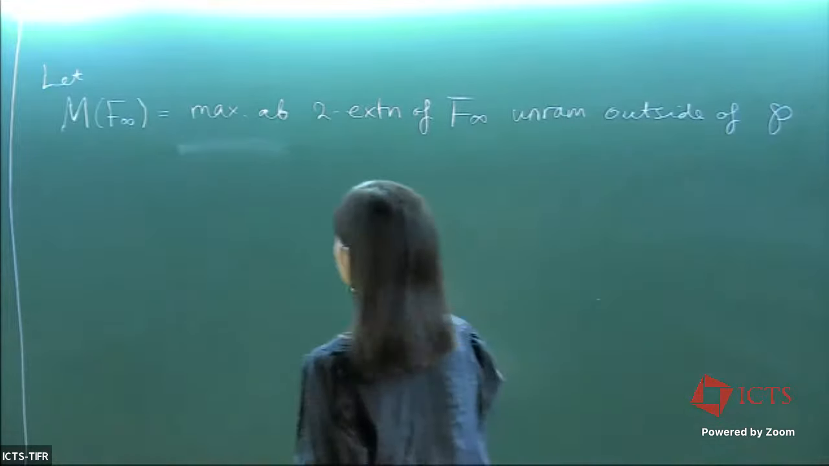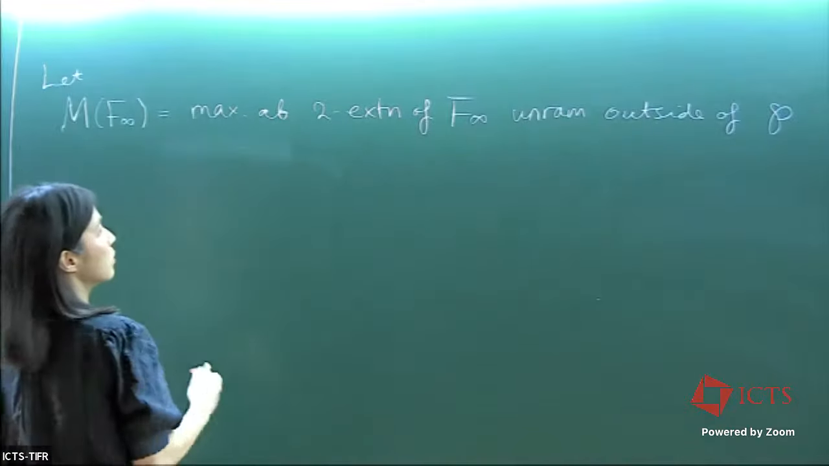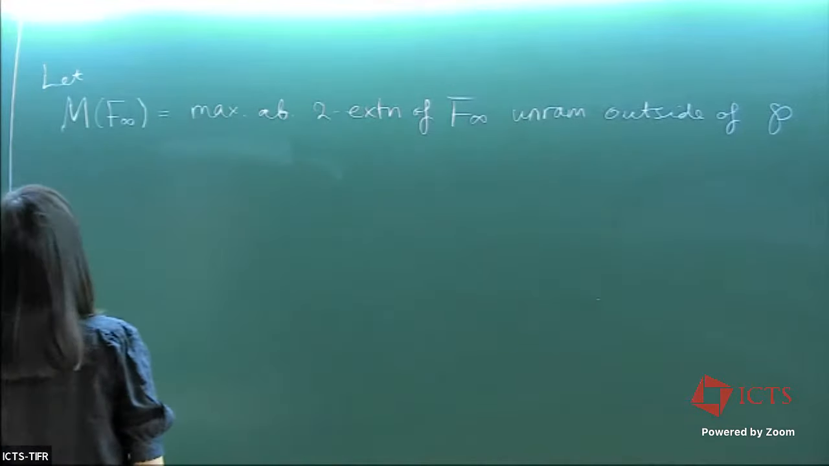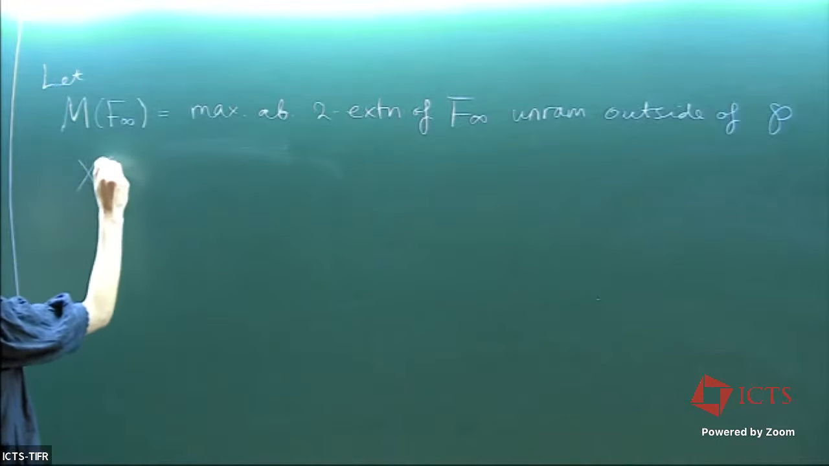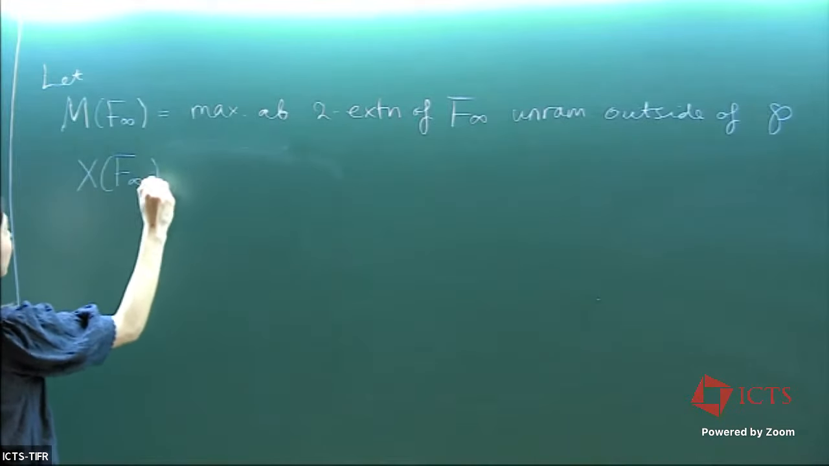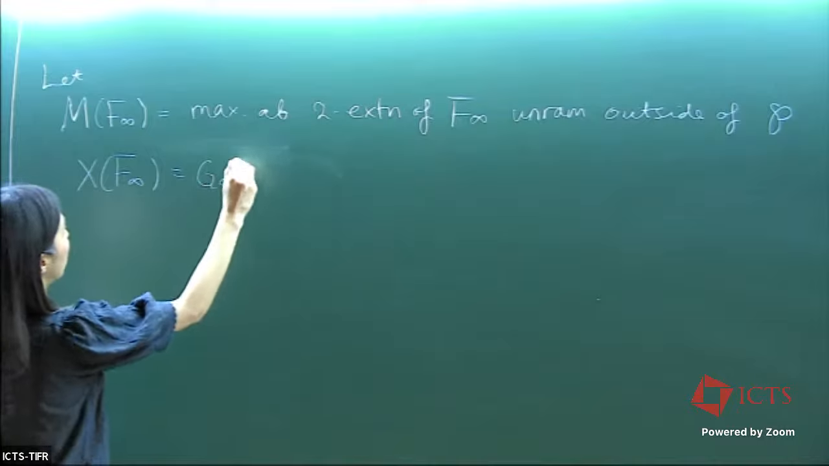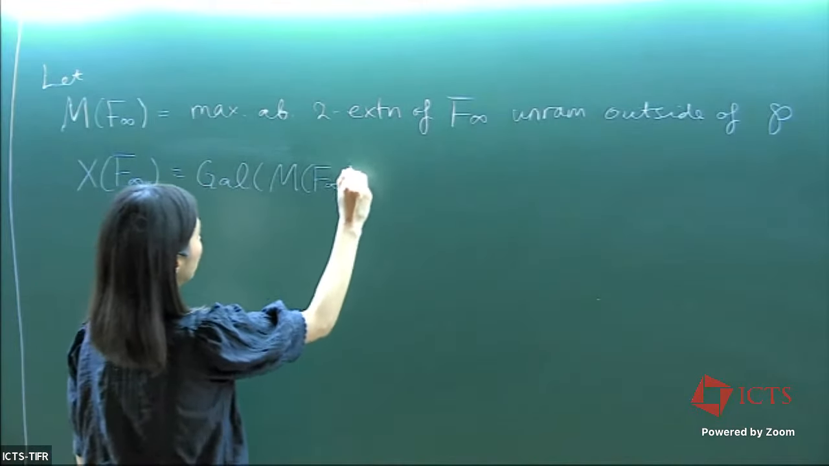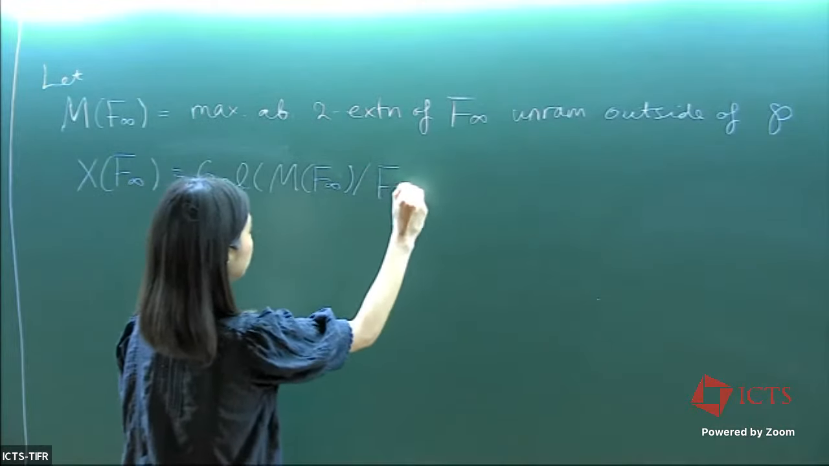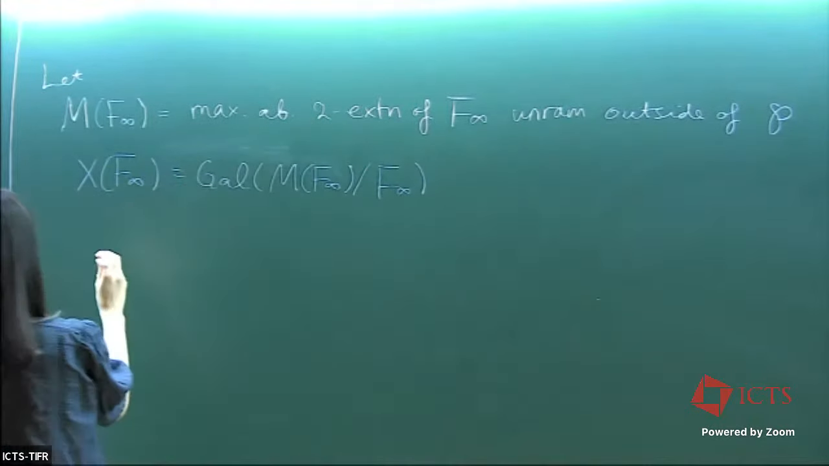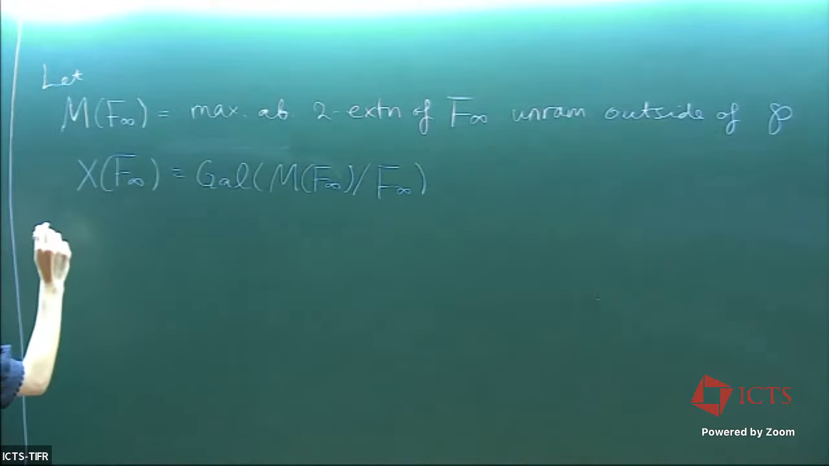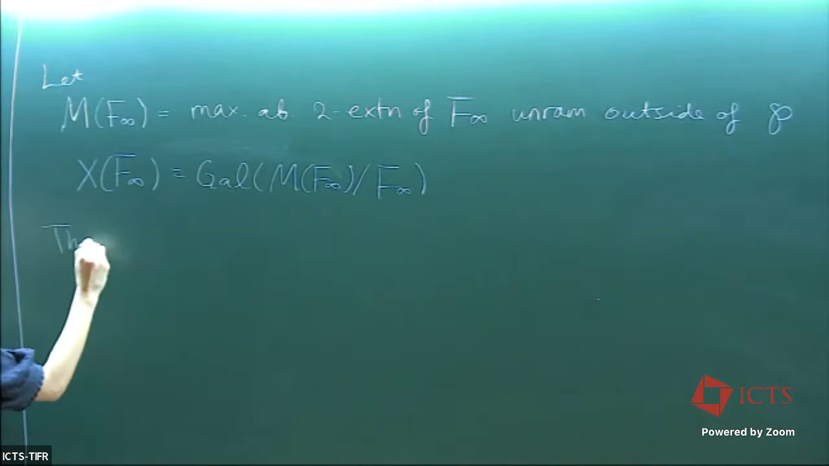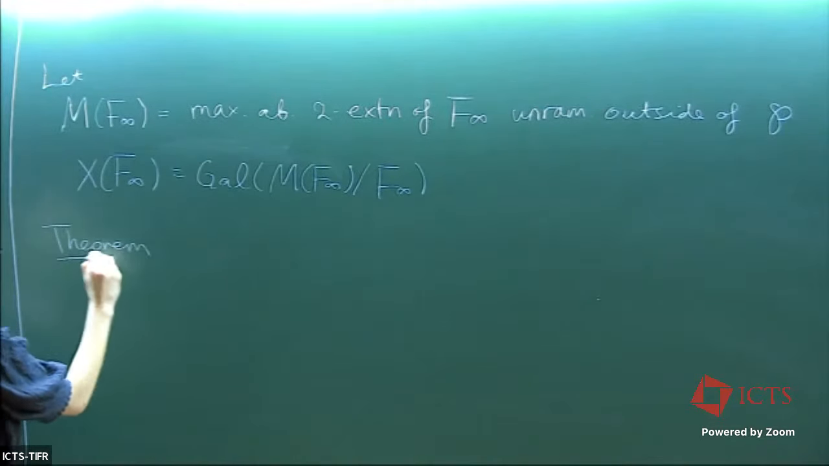Then you let X infinity be the Galois group of F infinity over F infinity. Then the following was shown by Coates and Lee.